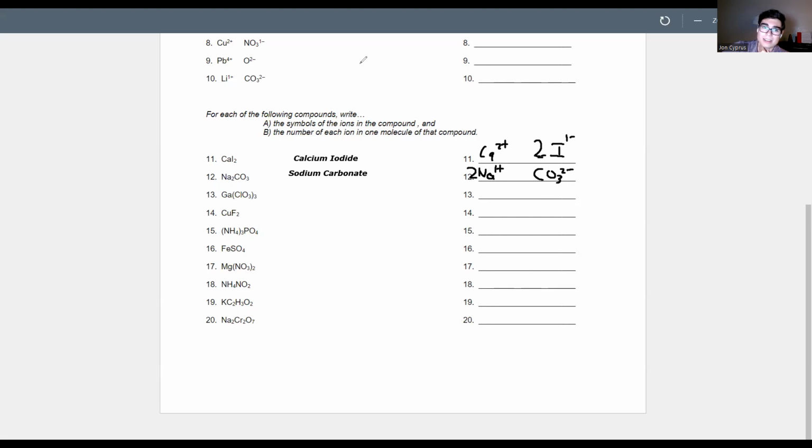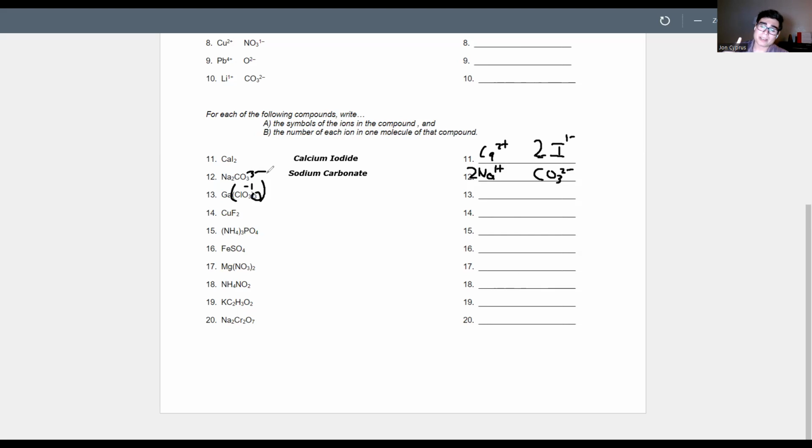13, right? Now this one's a little harder. We have gallium chlorate. Now gallium is a transition metal, so how do we know which one it is? Well, chlorate, this polyatomic ion, is always the same charge. This is always a -1. I have 3 of them, right? So the total charge from this chlorate is -3, or 3-. That's how we usually write it.